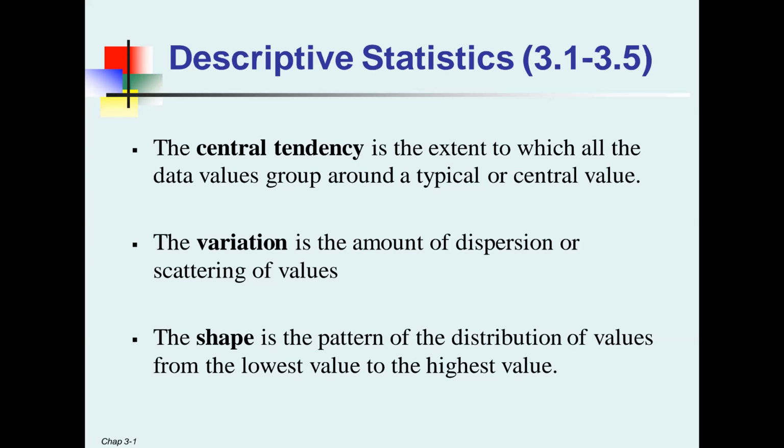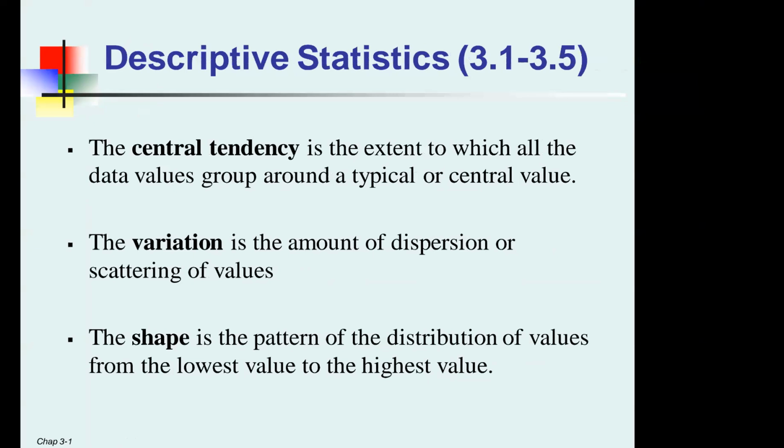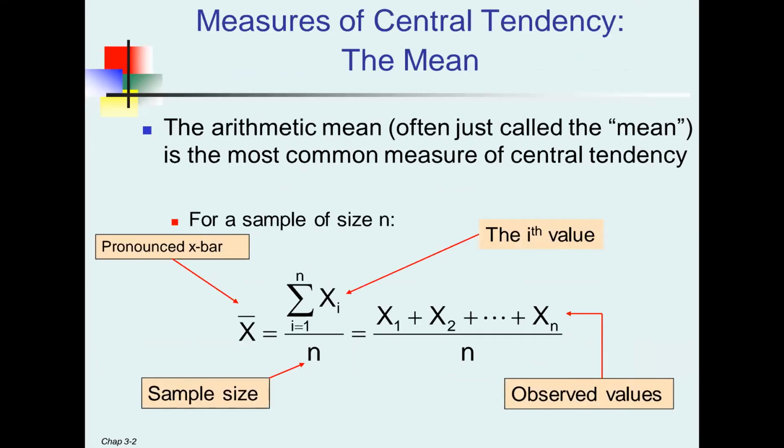Then you find that the data set that you are given always exhibits some shape. So the shape is the pattern of the distribution of values from the lowest value to the highest value. So the shape will give us how our data is distributed, especially from the lowest value up to the highest value. So the first measure of central tendency that we look at is the mean.